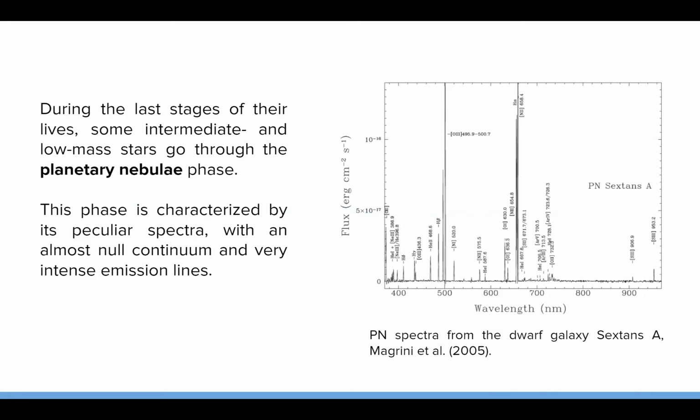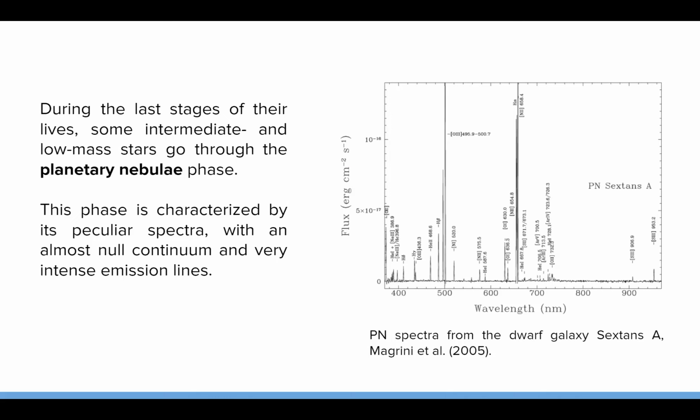Planetary nebulae is what we call the phase that some intermediate and low mass stars go through during the last stages of their lives. And the thing that interests us at extragalactic distances is that they are fairly easy to find. I don't want to say too easy and then jinx myself, but they're fairly easy to at least identify because they have very peculiar spectra.